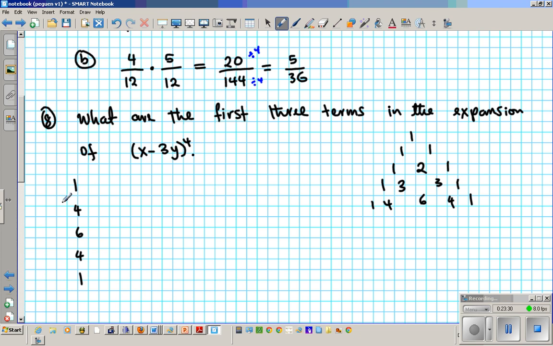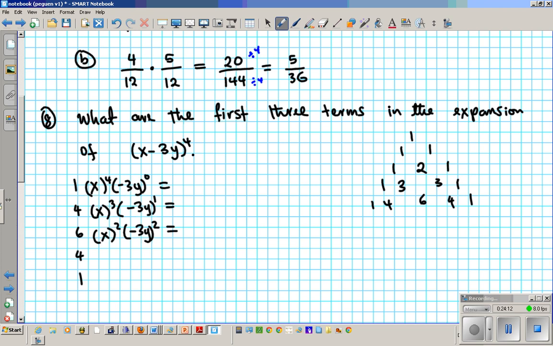I need only the first 3 terms, right? So I just need to expand these. But let me set up the whole thing. So it's going to be x to the 4th, negative 3y to the 0, x to the 3, negative 3y to the 1st. You see how this power is going down, this one is going up. x to the 2nd, negative 3y to the 2nd. Do I need to continue? No, because I just need the first 3, right? But you can do the rest if you want. Remember, the powers have to add up to 4. So let's expand this, and that will be that.